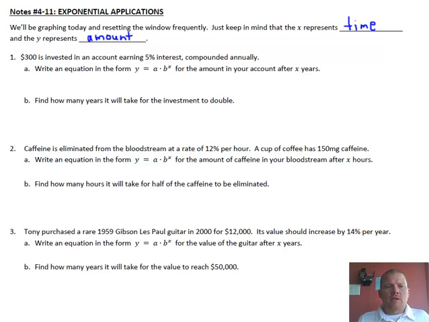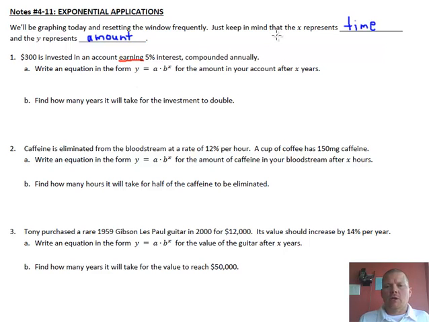Look at example 1. It says $300 is invested in an account earning 5% interest. Since it earns interest, we know that it's going to be a growth situation. And that growth is compounded annually. What we're going to do is write an equation in the form of y equals a times b to the x for the amount in your account after x years.